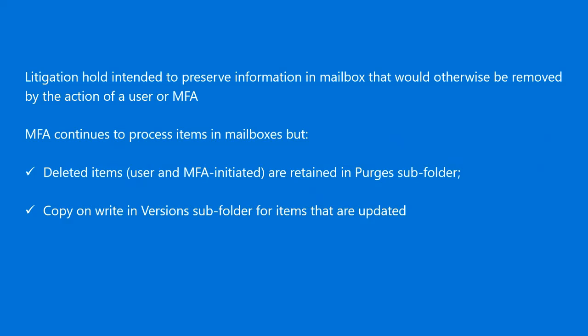Versioning folder is nothing but it retains a copy of the original version of any modification that is happening on the respective items when a mailbox is on any kind of hold, be it an in-place hold, a litigation hold, or an organization-level hold.